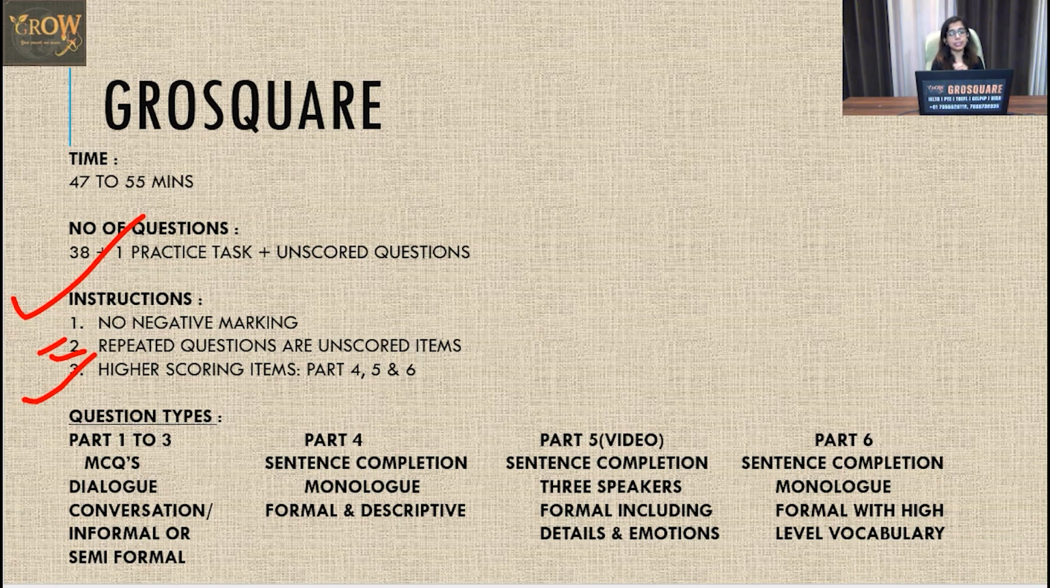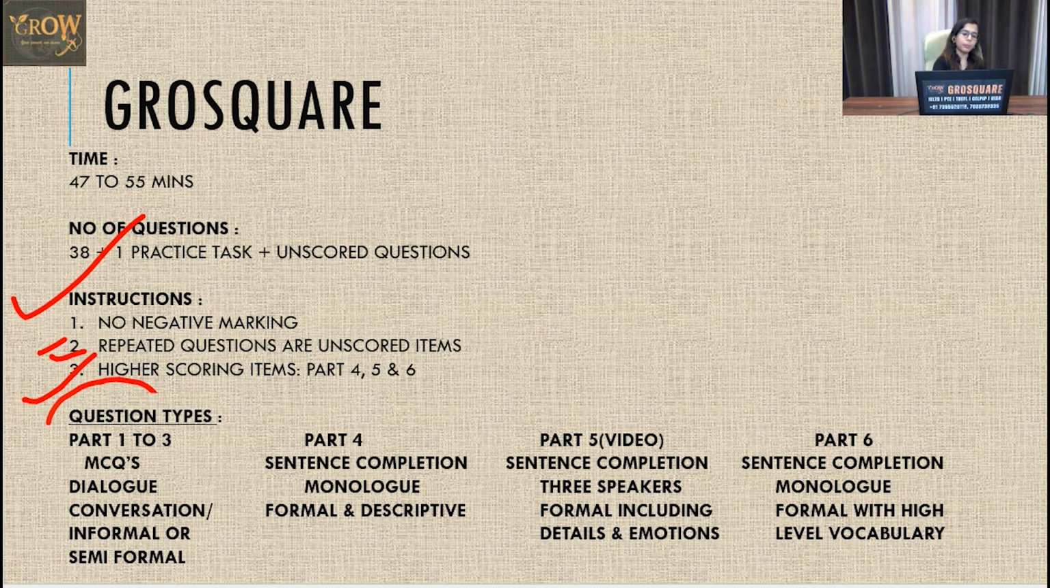The next point is that the higher scoring items are parts 4, 5 and 6 in the listening. Basically we have 6 types of questions in listening that I'll explain right now, but parts 4, 5 and 6 are comparatively much more important than the first 3. I'm not saying the first 3 are not important, but they carry less weightage than parts 4, 5 and 6.